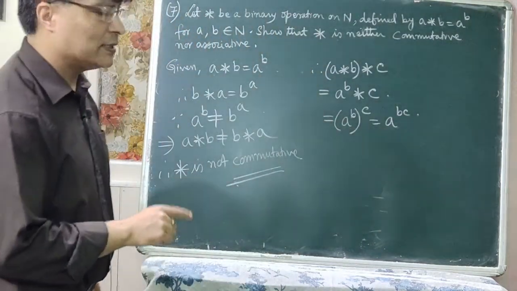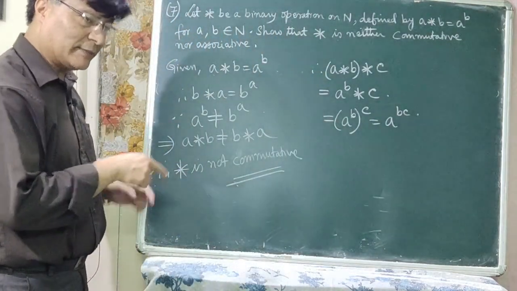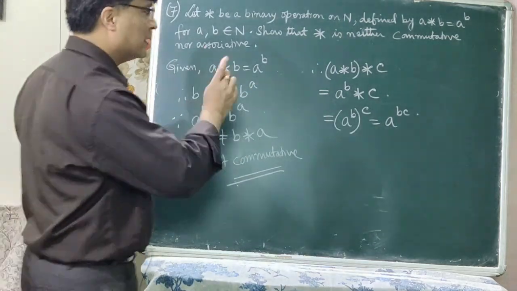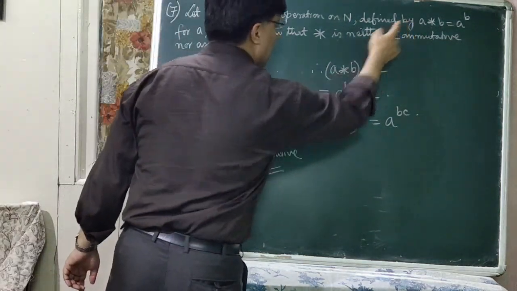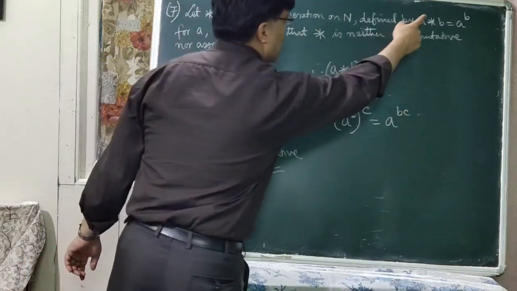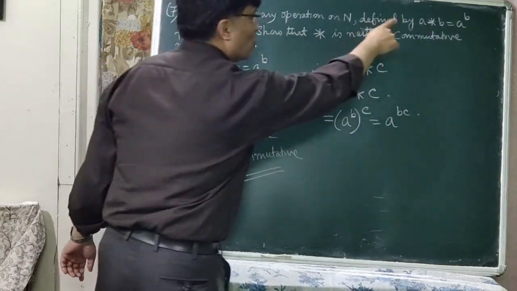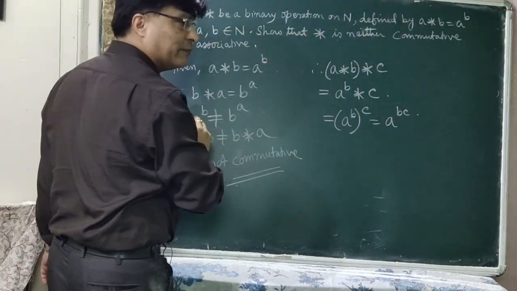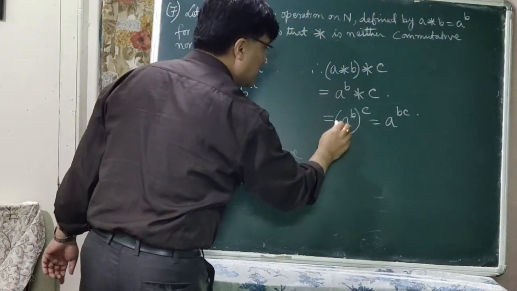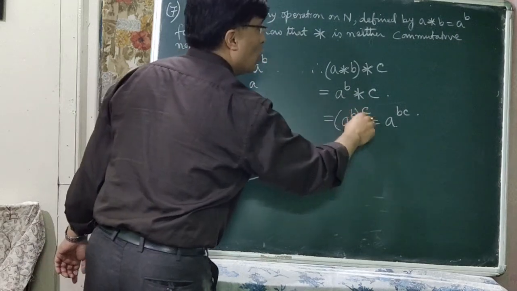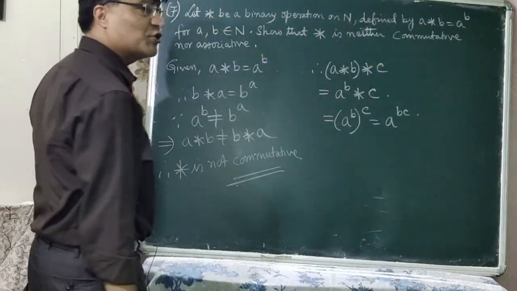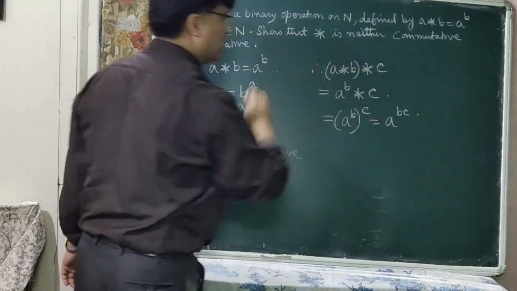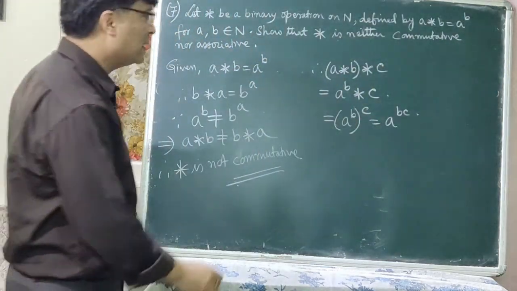That means we get (a star b) star c, which is equal to a to the power bc. That is, in this case, here a is a to the power b and here b is c, which is equal to a to the power b. a star b is defined as a to the power b. So in this case, a to the power b is a, write it within bracket, whole to the power, you can write c. That means you can multiply these two powers: a to the power bc. Is that clear? Next.